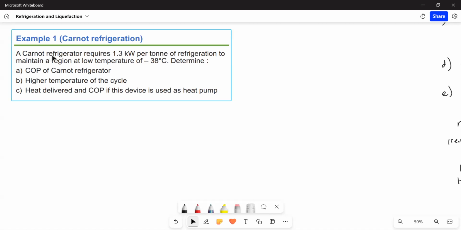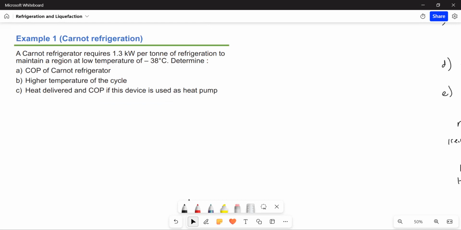A Carnot refrigerator requires 1.3 kilowatts per ton of refrigeration to maintain a region at a low temperature of negative 38 degrees Celsius. Determine the COP of the Carnot refrigerator, the higher temperature of the cycle, heat delivered, and COP of this device if it is used as a heat pump.